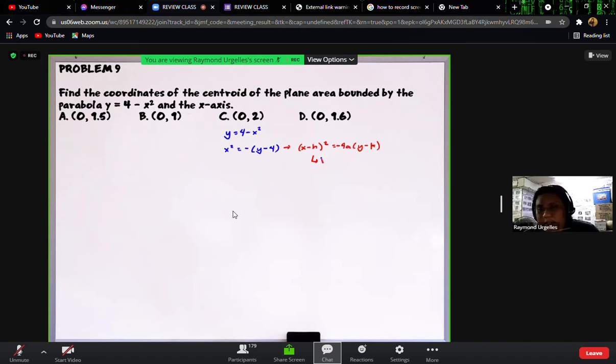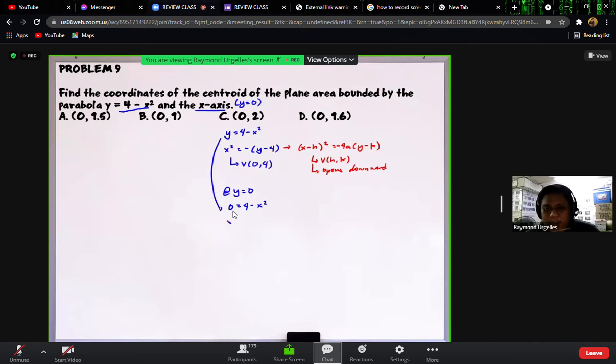So again, ang vertex nito is nasa h, k. Then yung parabola natin is opening downward, kasi x yung naka-square, tapos negative yung y. Therefore yung vertex natin will be located at 0, 4. Then we get the points of intersection ng boundaries natin. Ang boundary natin is ito, saka yung x-axis. So ang x-axis is y is equal to 0.